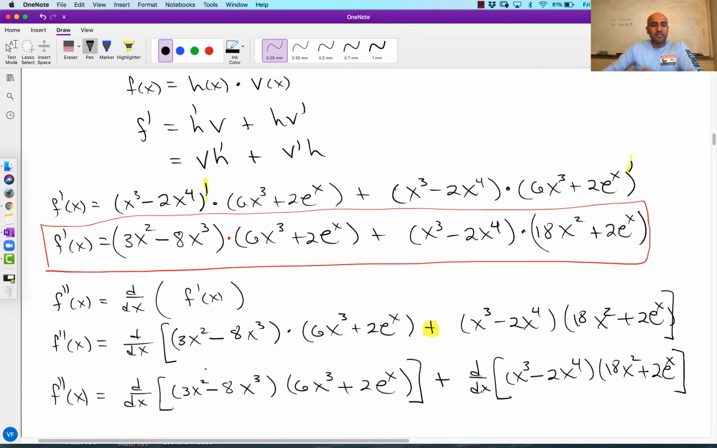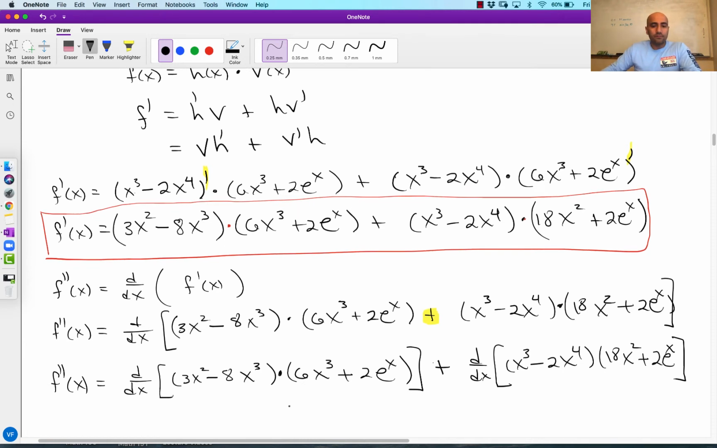Okay, so we were able to separate it into 2 separate derivatives, the derivative with respect to x of this product plus the derivative with respect to x of this product. And now we need to use our product rule here. Again, we could FOIL it all out and find the derivative that way. That's always an option. Well, it's an option in this case, but we don't want to do that. Let's do our product rule.